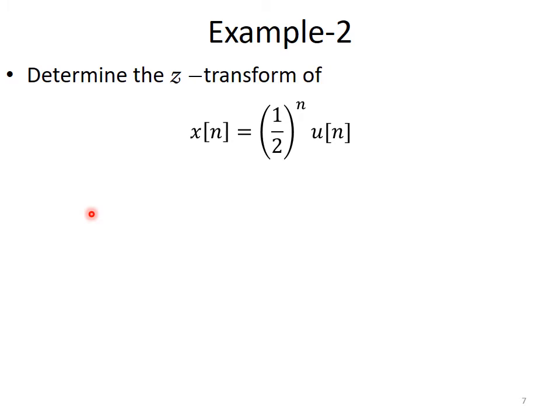That multiplication with the unit step function actually makes the series causal, because we know u of n is 0 for all negative values of n. So x of n is also 0 for negative values of n. So this is a causal sequence.